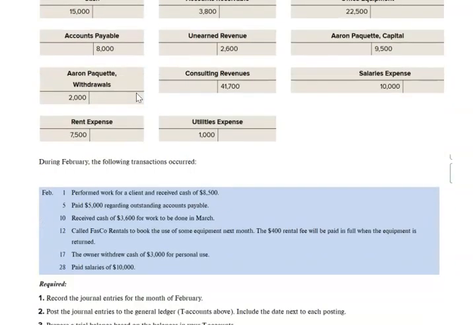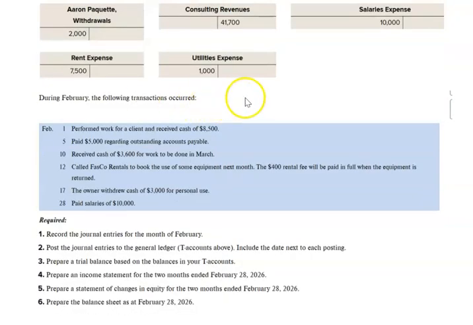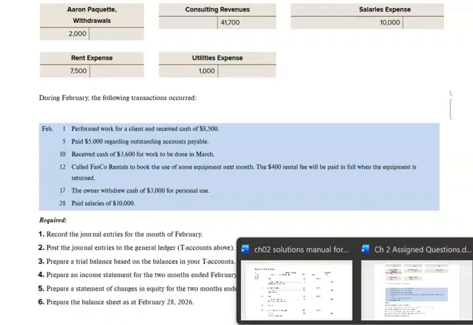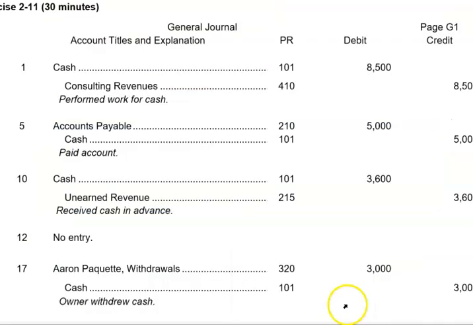Okay, and then we have our transactions that happened for the month. So the first thing it wants us to do is record the entries for the month of February. So February 1st, performed work for a client and received cash of 8,500. So again, we have cash.